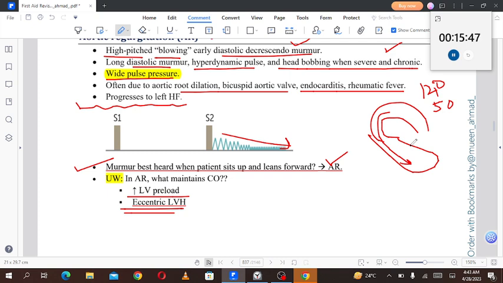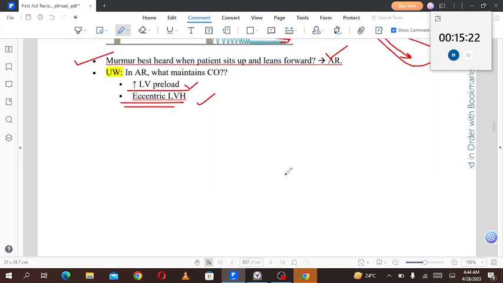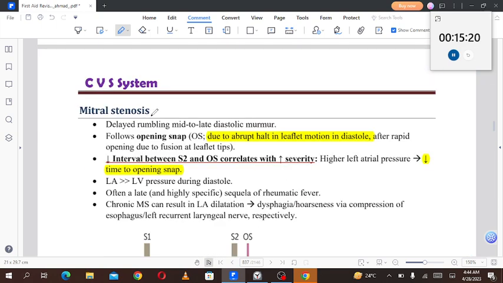On top of that, there is increased left ventricular preload. How come? The blood that was supposed to be in the aorta is now present inside the ventricle. So the blood that is coming back will cause an increased stretch on the ventricular walls, and that increased stretch caused by the increased preload will cause the ventricle to contract harder and pump more blood into the aorta. So the increased left ventricular preload and the eccentric left ventricular hypertrophy will maintain the cardiac output. Moving forward to the mitral stenosis.